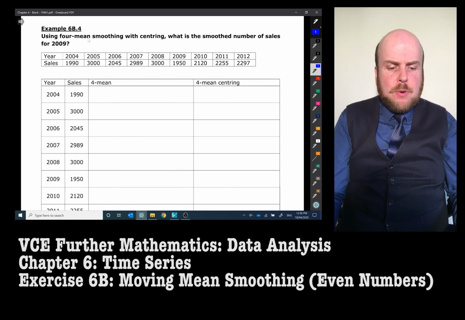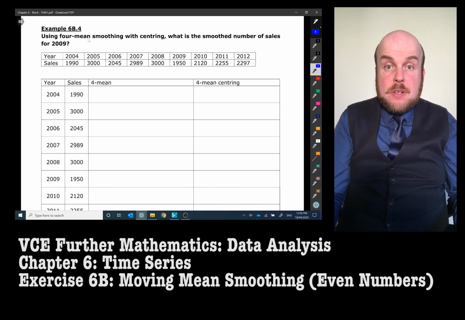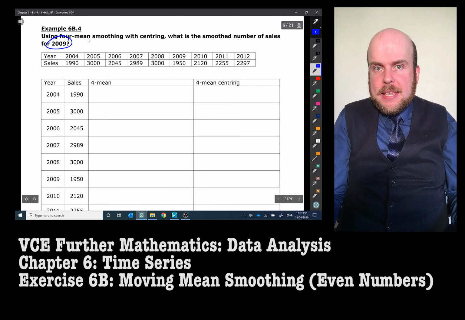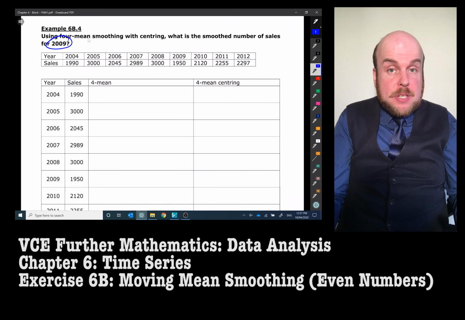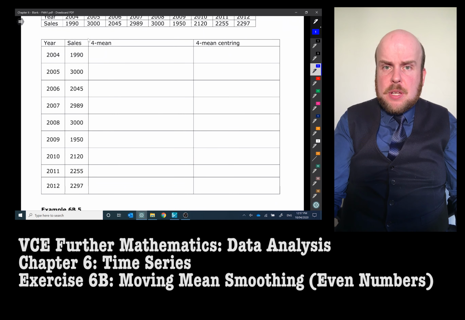Example 6b.4. Using 4-mean smoothing with centering, what is the smoothed number of sales for 2009? Now, you might be thinking, oh, good heavens, do I have to go and do that entire table again? No, you don't really have to. You'll notice that it's asked for a very specific year. You could, if you're doubting yourself, set up your table just like I did before, which is fine for 4-mean smoothing. But honestly, you just need to look at 2009.